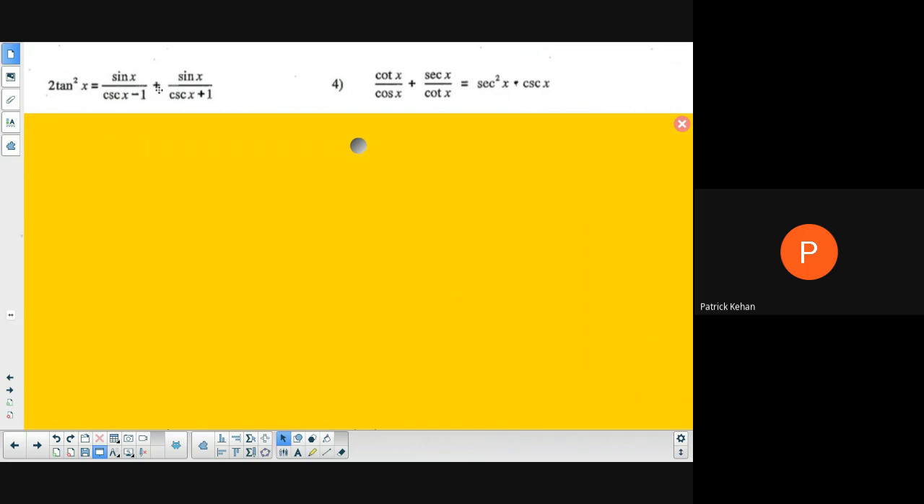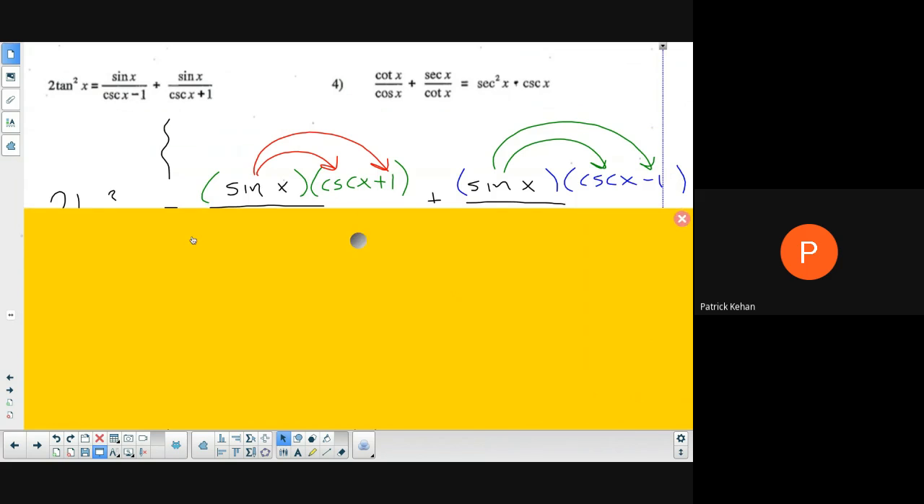So take a look at the denominators and look for the least common denominator of these two fractions. That's the least common multiple of the two denominators here, cosecant x minus 1 and cosecant x plus 1. So the least common multiple is going to be cosecant x minus 1 times cosecant x plus 1, which means on the left fraction I need to multiply the numerator and denominator by cosecant x plus 1. And on the right, I need to multiply the numerator and denominator by cosecant x minus 1. So let's set that up now.